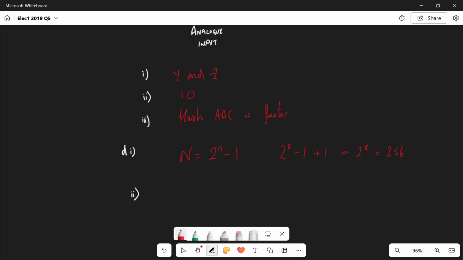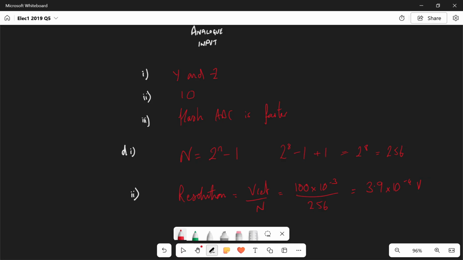Okay, so part 2. What is the resolution of the ADC? Well, resolution is the reference voltage divided by the number of op-amps. So resolution equals Vref over N. So we're looking at 100 millivolts, or 100 times 10 to the minus 3, over 256, and that gives us a value for the resolution of 3.9 times 10 to the minus 4 volts.